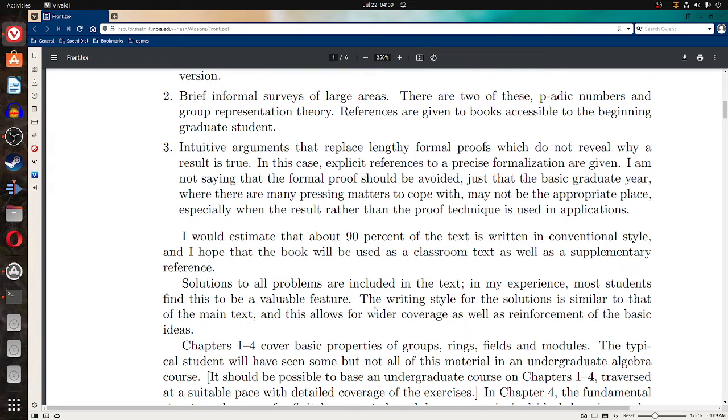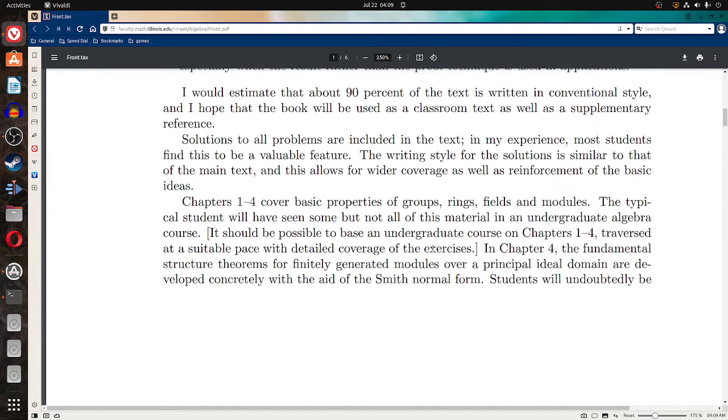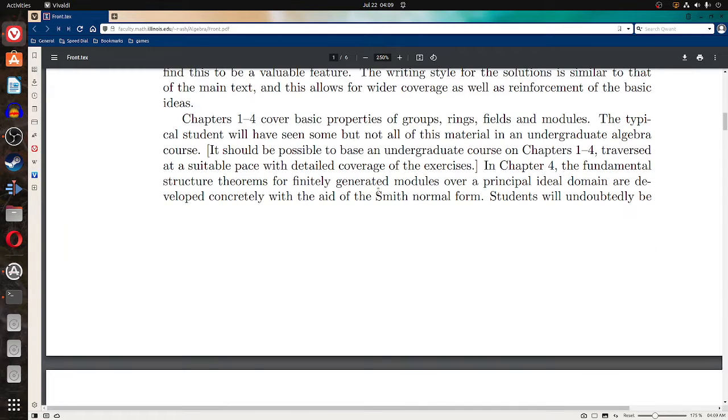I would estimate that about 90% of the text is written in conventional style, and I hope that the book will be used as a classroom text as well as a supplementary reference. Solutions to all problems are included in the text. In my experience, most students find this to be a valuable feature. The writing style for the solutions is similar to that of the main text, and this allows for wider coverage as well as reinforcement of the basic ideas.